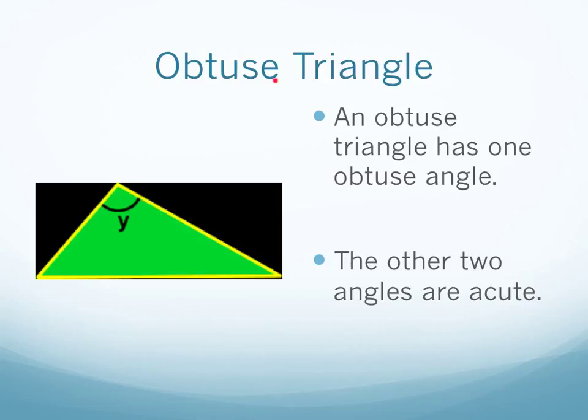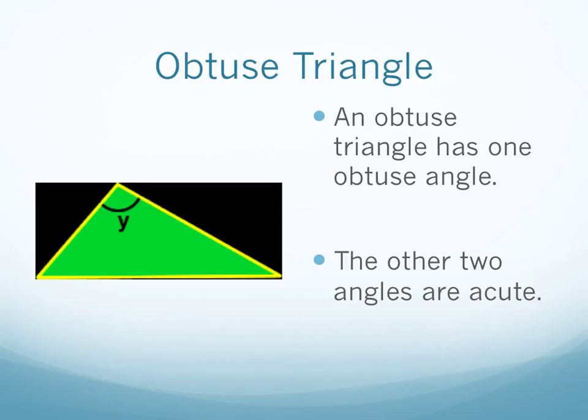An obtuse triangle is a triangle that has 1 obtuse angle. Label that on your 3rd flap. In my picture here, you see the obtuse triangle showing angle Y as an obtuse angle. Being that the angles of a triangle, again, only add up to 180 degrees, the other 2 angles in an obtuse triangle are acute angles.